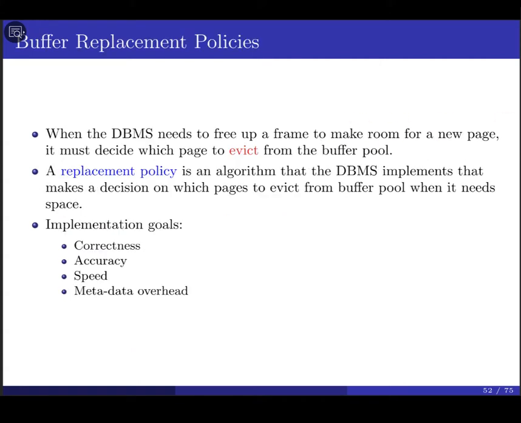So now we talk about the optimizations. We saw what the buffer pool looks like. Now we need to take a look here. What if the buffer pool is full? How can we figure out which page I need to get rid of in order to free space, so the new page can be fetched into that space, or that frame?